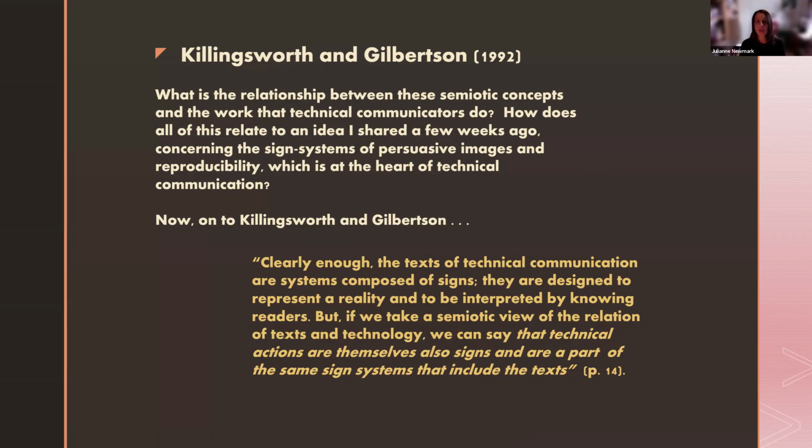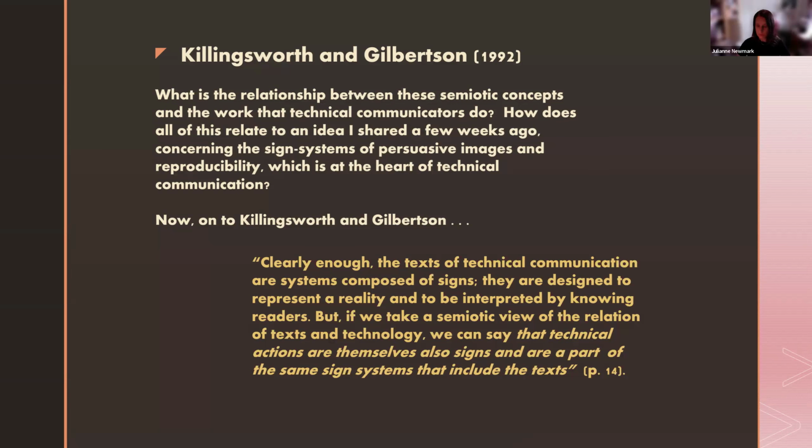How do we use these semiotic concepts to unambiguously convey concrete, usable information to a specific audience? So Killingsworth and Gilbertson write this. Clearly enough, the texts of technical communication are systems composed of signs. They are designed to represent a reality and to be interpreted by knowing readers. But if we take a semiotic view of the relation of text and technology, we can say that technical actions are themselves also signs and are a part of the same sign system that include the text.